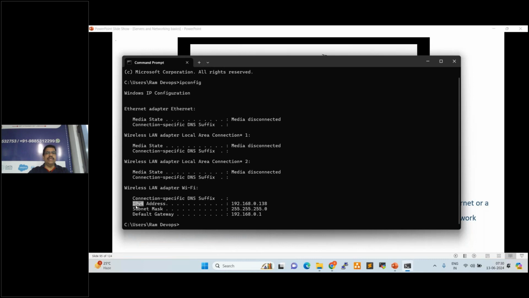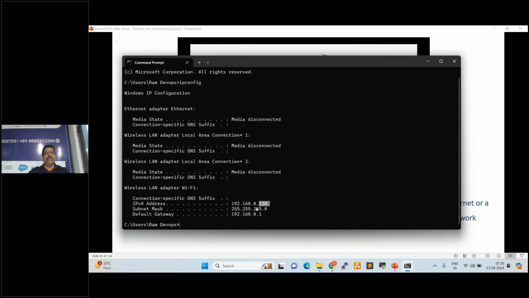IP version 4 is a 32-bit address because every IP has 4 octets. See here, 4 octets. This is one octet like this. Each octet is 8 bits. 8 into 4, how many bits? 32 bits. A 32-bit address.